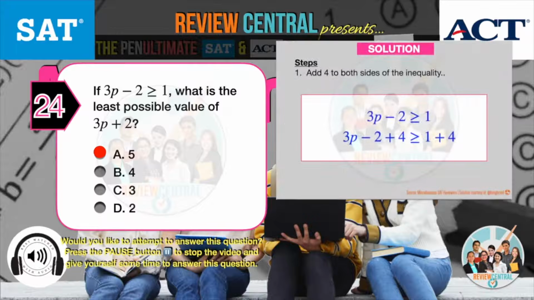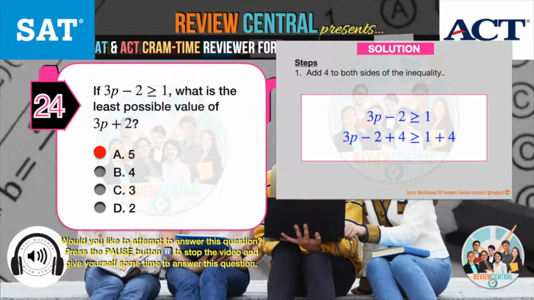3p minus 2 is equal to or greater than 1. Recall that, except for a few exceptions, we simplify and solve inequalities in fairly the same way we do equations. The instinctive next step for many is probably to add 2 on both sides of the inequality. That's not wrong, and they'll probably get to the correct answer eventually. But let's try something else.